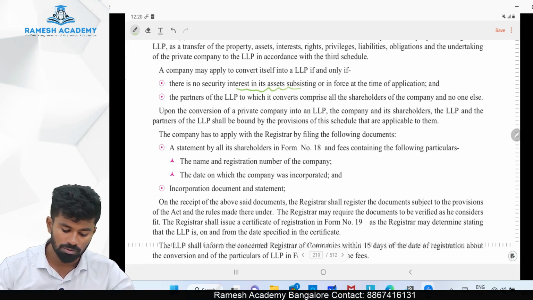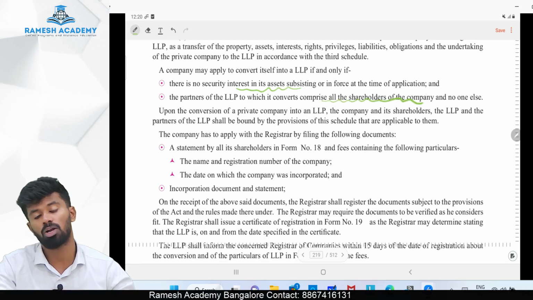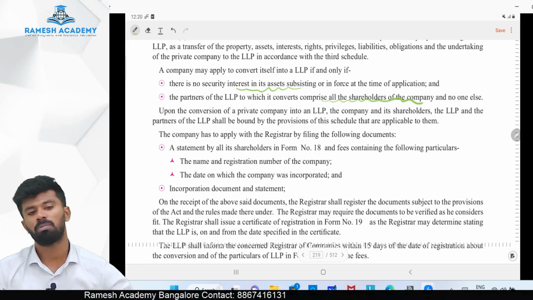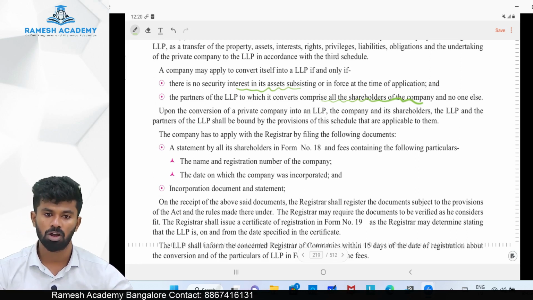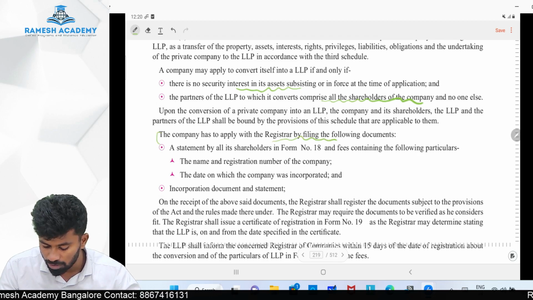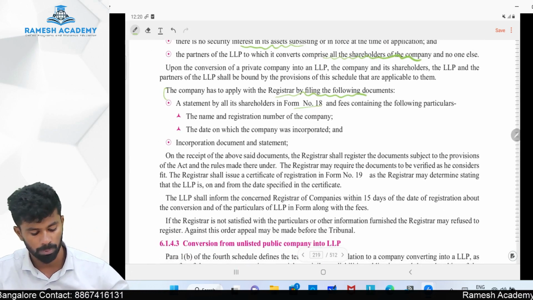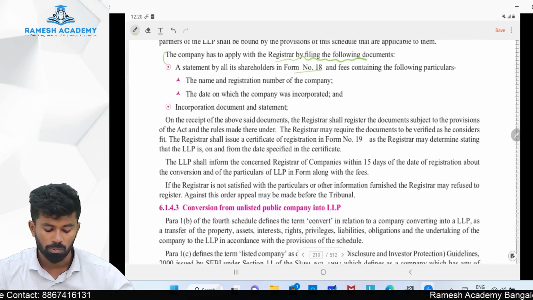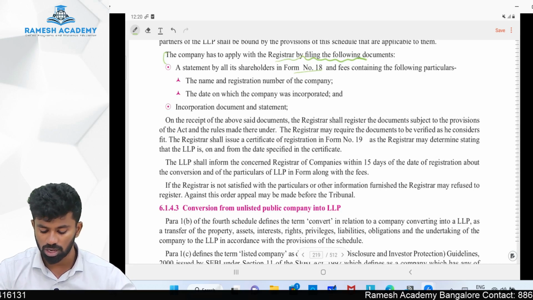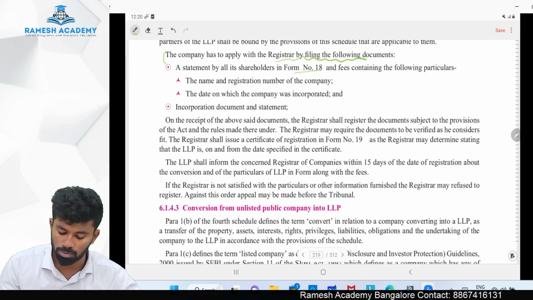The partners of the LLP to which it converts comprise all the shareholders of the company and no one else. So, all the shareholders of the private company shall become the members of the LLP after the conversion. The company shall apply to the registrar by filing the following documents: statement by shareholders in Form 18, incorporation document and statement. On receipt of such documents, the registrar shall register the documents and issue the registration in Form 90.